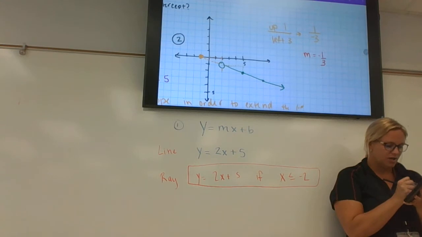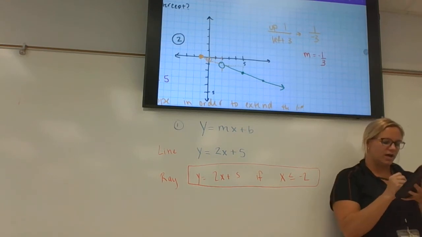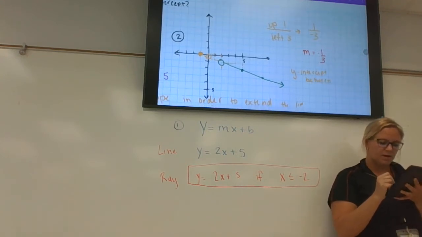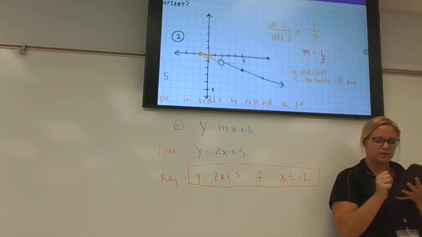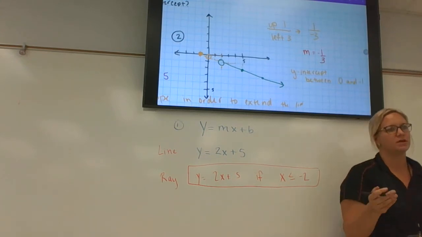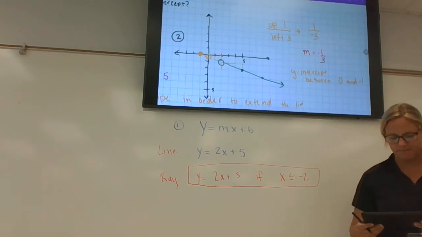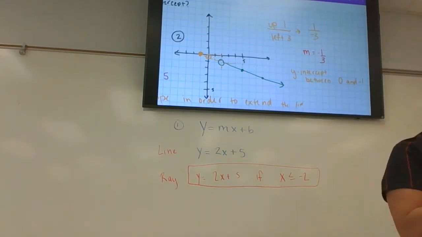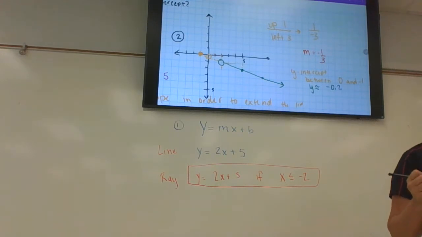Thank you. All right. So here's our y-intercept. Our y-intercept is between 0 and -1. Okay, and sometimes you have to describe it like that. It's not always on an integer. So I'm just going to pick a value so that you guys can make an equation. I'm going to say that it's approximately -0.2. I could probably calculate it, but let's just go with that for now.